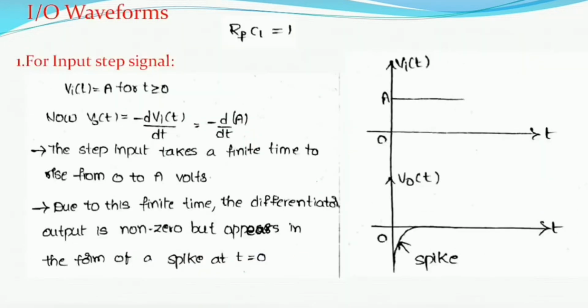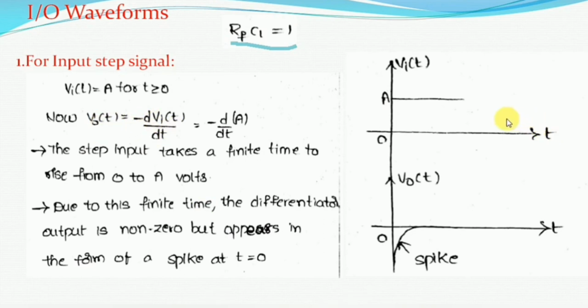Now we will see how the output waveform looks like with the applying of input step signal to the ideal differentiator circuit. Okay, so for easy calculation of output voltage, assume that the time constant of the differentiator is unity, means RF into C1 is equal to 1. Therefore, we can write the V naught of t expression as minus d by dt of Vi of t.